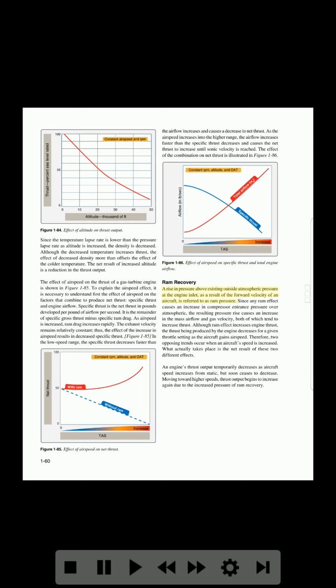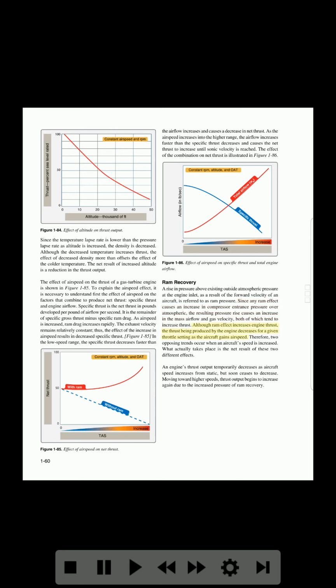Ram recovery. A rise in pressure above existing outside atmospheric pressure at the engine inlet, as a result of the forward velocity of an aircraft, is referred to as ram pressure. Since any ram effect causes an increase in compressor entrance pressure over atmospheric, the resulting pressure rise causes an increase in the mass airflow and gas velocity, both of which tend to increase thrust.